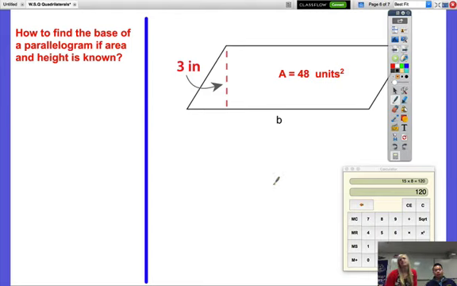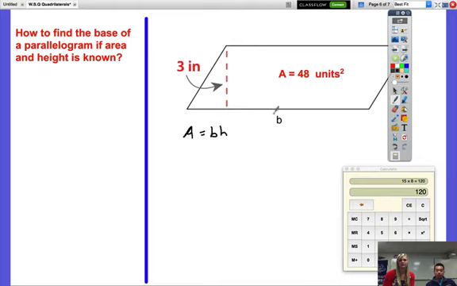Next, we have how to find the base of the parallelogram if area and height is known. So we're just working backwards a little bit. If an area is given to you, sometimes we will give you base and you need to find height. Just like we've been doing the last 2 weeks, first thing you want to do is write down the formula of the shape that's given to you. Since we're dealing with area of a parallelogram, you should have this already in your notes. The area of a parallelogram is equal to base times height.